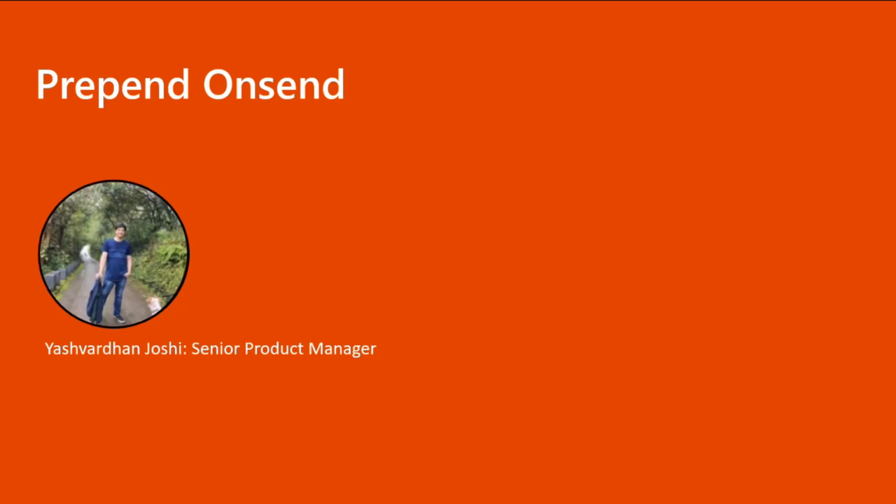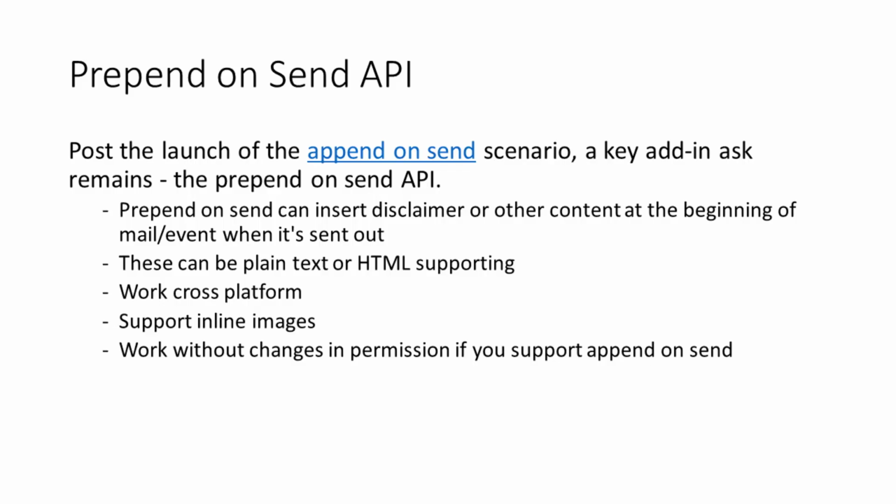We recently have been trying to roll out a new JS API. Let me talk about the feature prependOnSend. Late last year, we launched a set of APIs called appendOnSend. And essentially what they let you do on Outlook was add content to the end of the email or event.